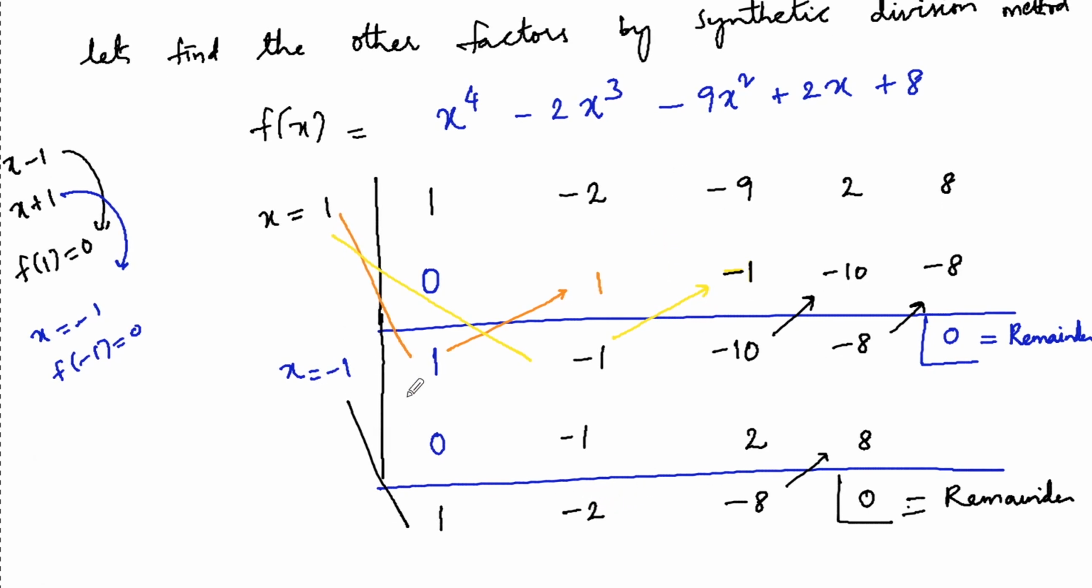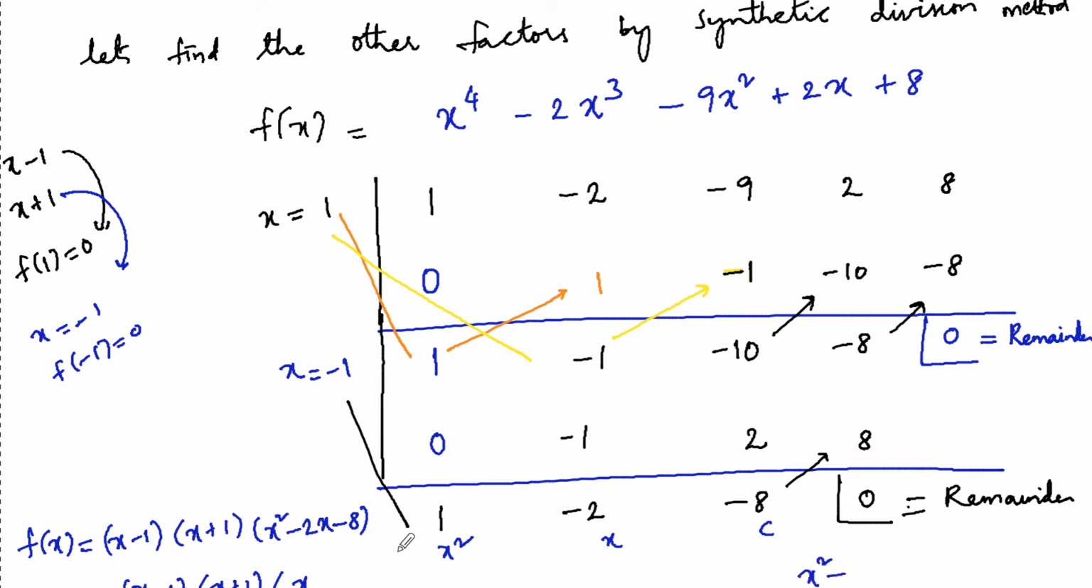So we are getting x is equal to minus 1 and the last row 1, minus 2, minus 8. So we can write f of x as the first factor, that is x minus 1, and the second factor x plus 1, and the next quadratic factor, this is like the constant, x term and x square term. So we can write this as into 1 times x square minus 2x minus 8, and since it is a quadratic factor we can factorize it easily.